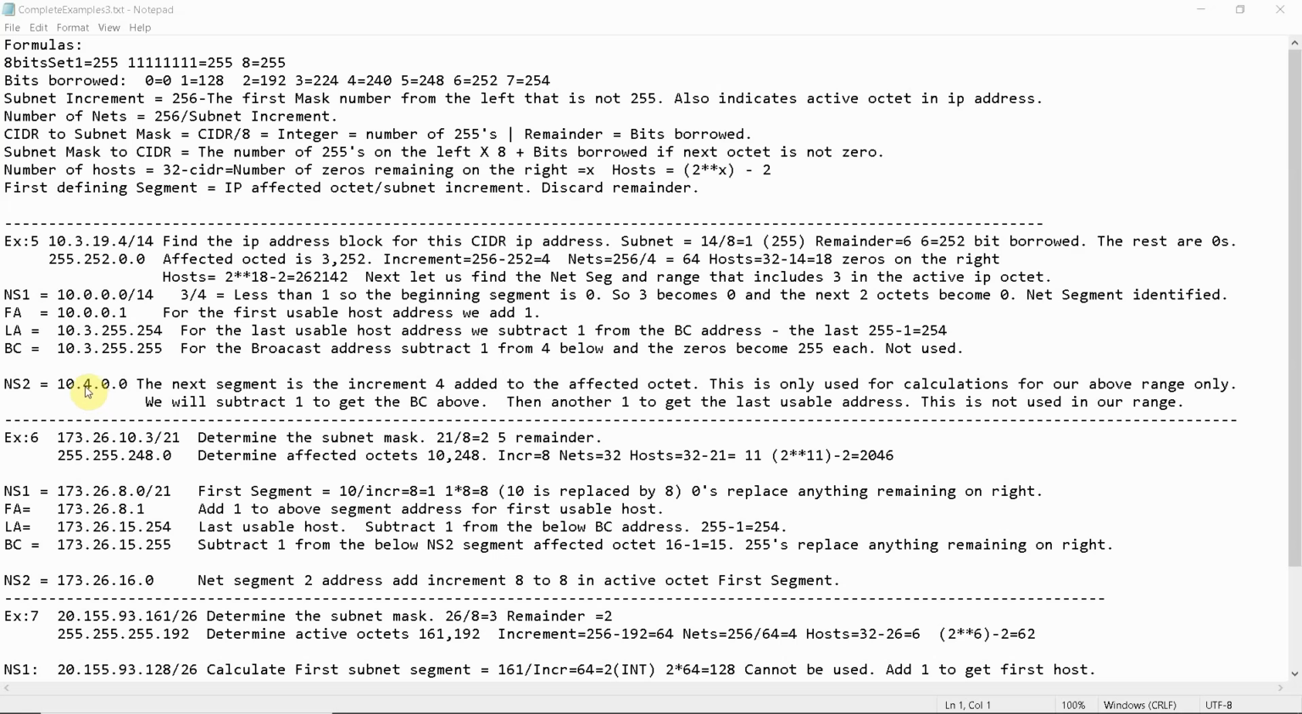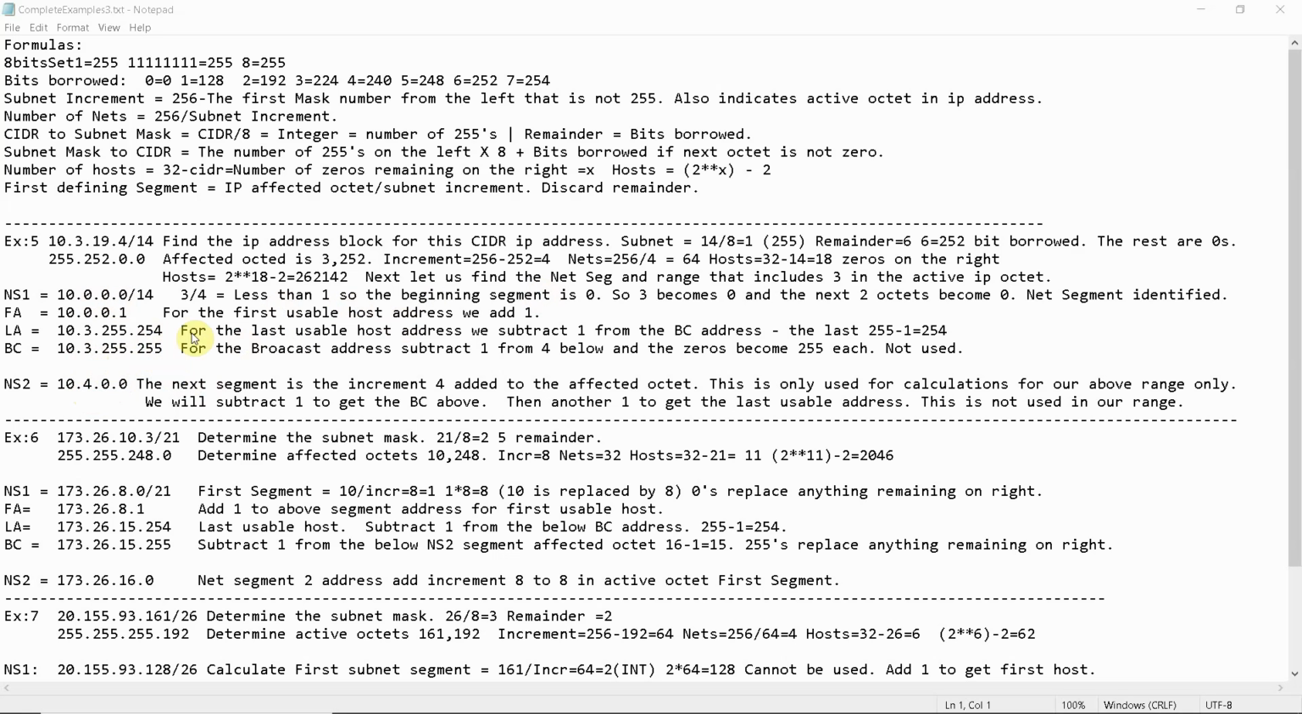You take the 4, you minus 1, you get 10.3. The zeros become 255, 255, always. Now we're going to subtract 1 from 255, and we get 254. Okay, basically we're done.